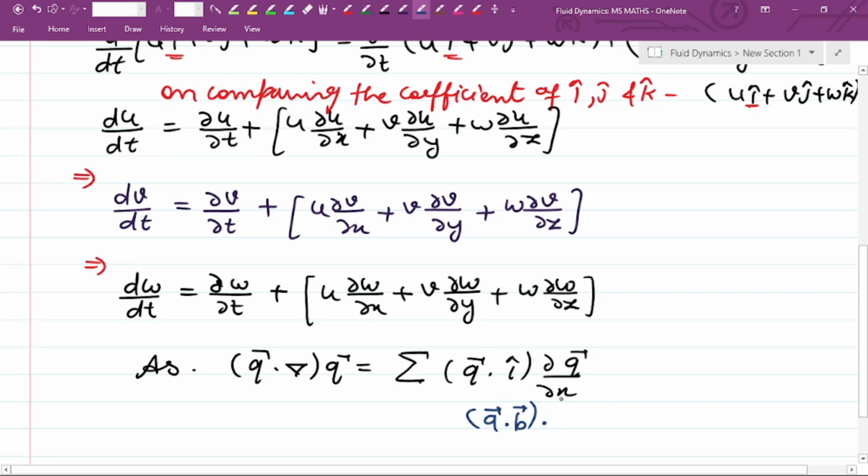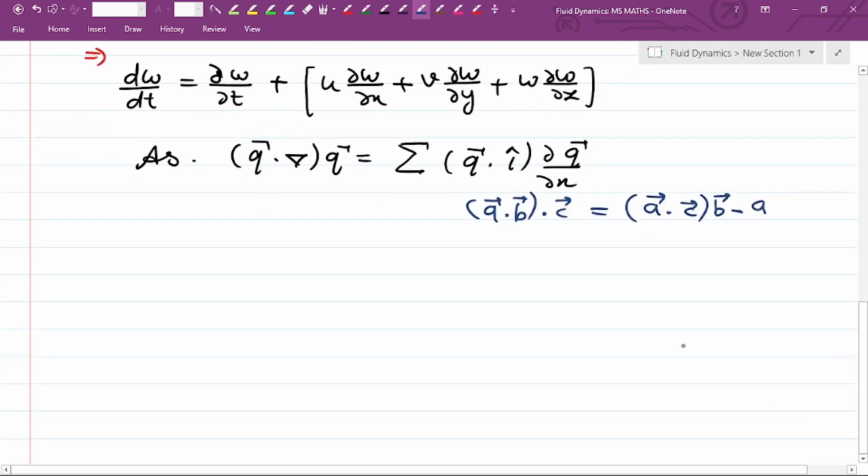So what is the formula for this? The formula is basically the a vector dot c vector into b vector minus a dot b into c vector. This is the formula from vector calculus.